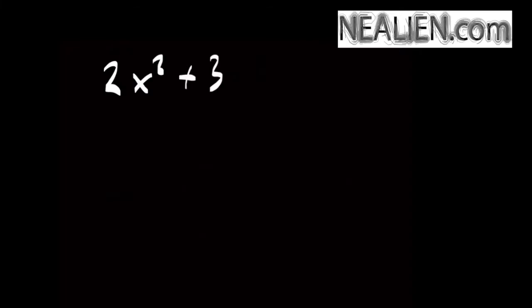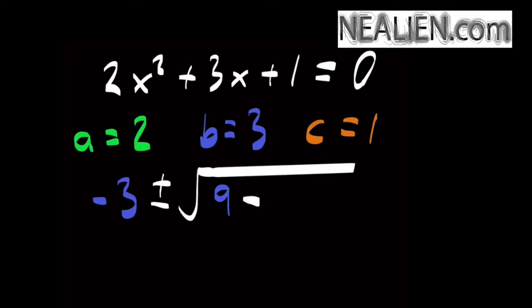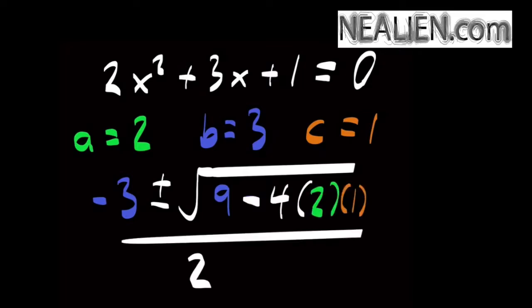Okay, here's another example. 2x squared plus 3x plus 1. So a is equal to 2, b is equal to 3, c is equal to 1. And again, the equation is equal to 0. So minus 3 plus or minus the square root of 9 minus 4 times 2 times 1, and it's all divided by 2 times 2.